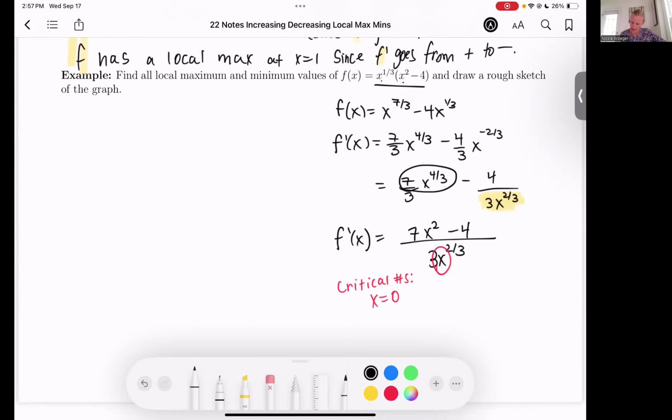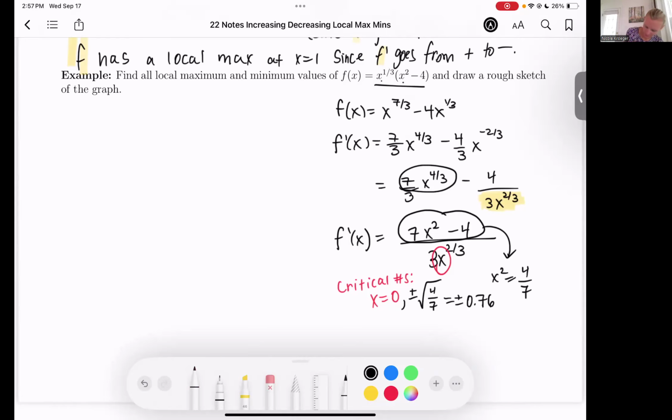And then let's see, we need to also figure out where the numerator is 0. The numerator will be 0 when x squared is 4/7. So that x is plus or minus, don't forget the plus and minus, the square root of 4/7, which is just not a pretty number to work with, and I'm sorry for that. This ends up being plus or minus 0.76 if you round that.